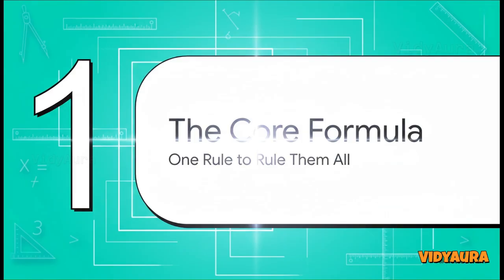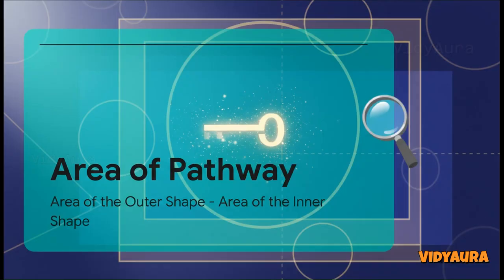All right, let's get right to the heart of it. You might actually be surprised to learn that no matter how complex one of these pathway problems seems, it all boils down to one simple, really powerful idea. And here it is. This is the master key to everything. The area of any pathway is just the area of the big outer shape minus the area of the smaller inner shape. That's it. Seriously, no matter what kind of path you're dealing with, this is the fundamental rule. If you can keep this one idea in your head, you're already halfway to solving any of these problems.